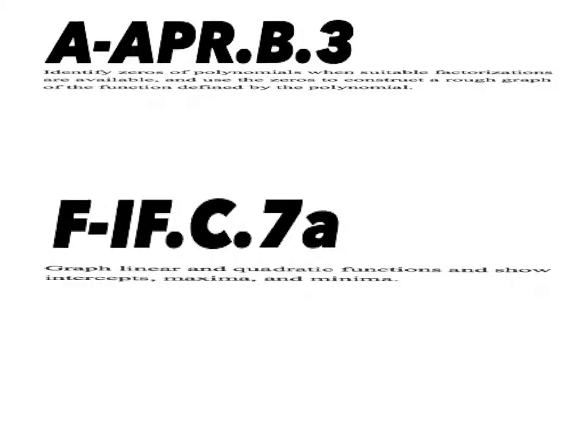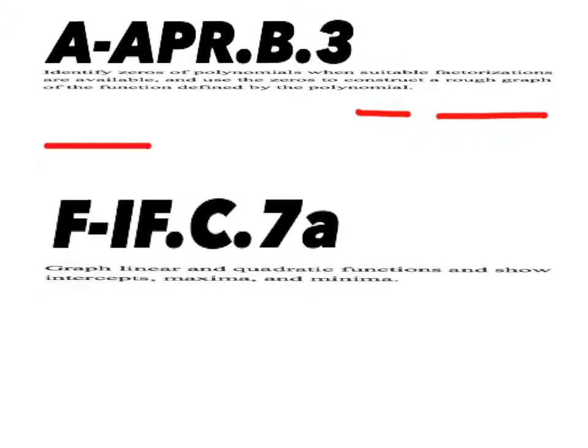You have two objectives to learn with this lesson. The first is A-APR.B.3, which is identify zeros of polynomials when suitable factorizations are available, and use the zeros to construct a rough graph of the function defined by the polynomial. Suitable factorizations are available. That means I will give them to you in this lesson.